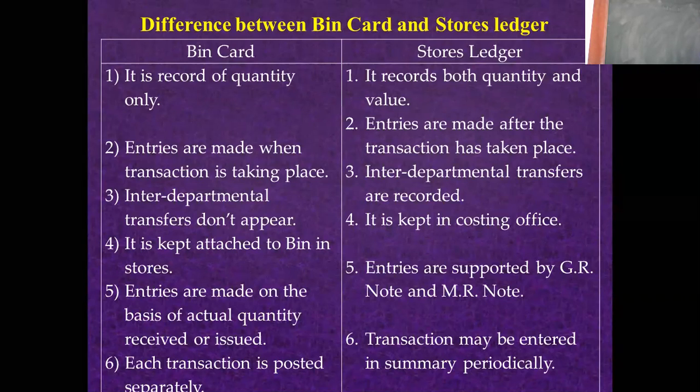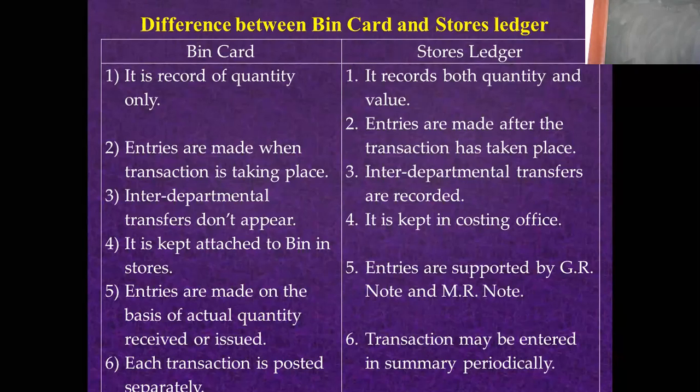What is the first difference? The bin card is a record of quantity only. Then in the store ledger, both quantity and value are recorded. This is the first difference.